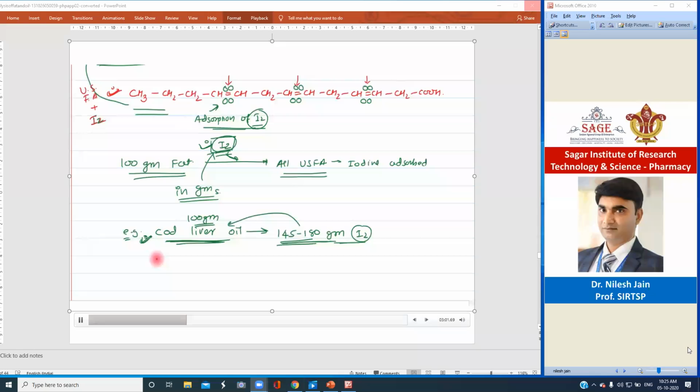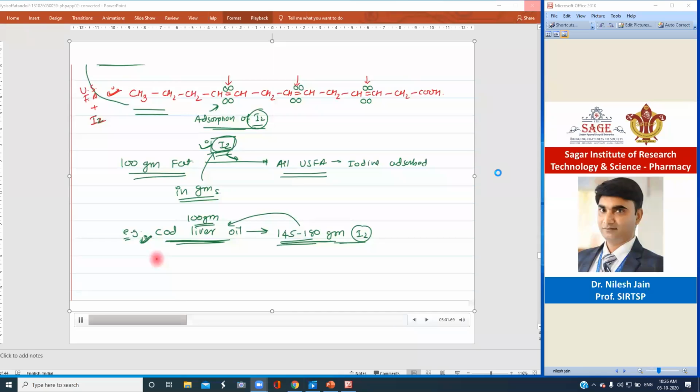Now certain fatty acids contain a hydroxyl group also, an OH group as a side chain. So when you treat this fatty acid with acetic anhydride, what happens? This OH group gets acetylated. So this thing will happen.